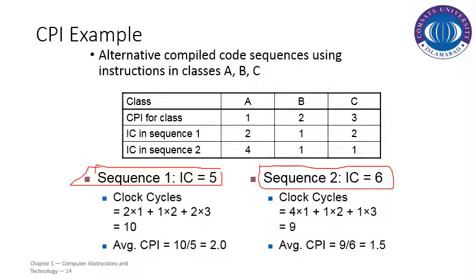Now the clock cycles are basically the sum of the products of instruction count and CPI. So 2 multiplied by 1 plus 1 multiplied by 2 plus 2 multiplied by 3 equals 10. Now the average CPI is basically the number of clock cycles divided by the total number of instructions. Basically that is 10 divided by 5 equals 2, this is the average CPI for that particular architecture.